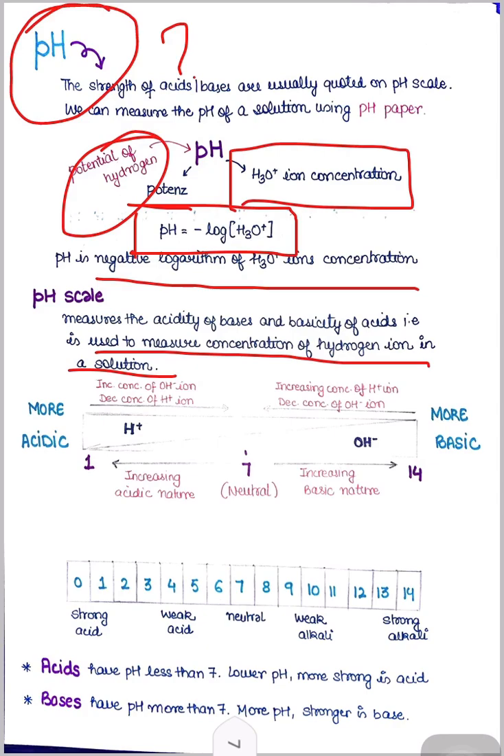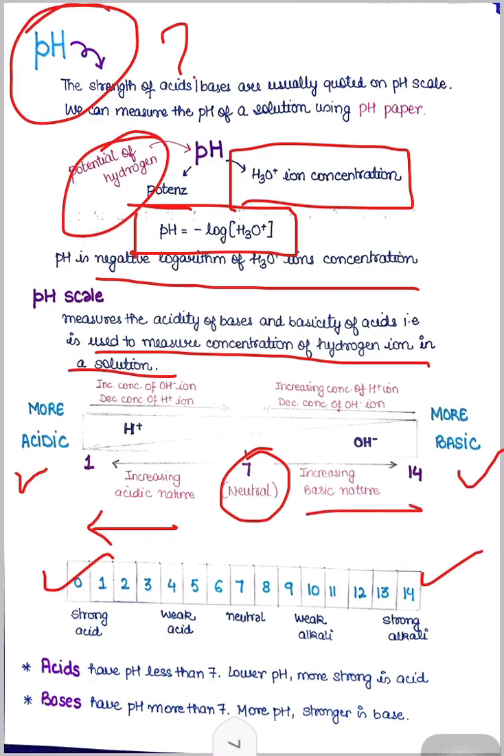So what is the pH scale? We have a 0 to 14 scale. On the left side, more acidic. On the right side, more basic. And 7 is always neutral. So if I am moving towards the left, acidic character is increasing. If I am moving towards the right, basic character is increasing.